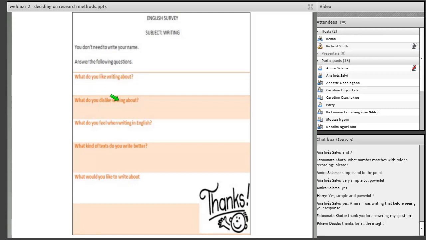So you can see it's similar because it's simple questions with some space there. What do you like writing about? What do you dislike writing about? How do you feel when writing in English? What kinds of text do you write better? What would you like to write about?